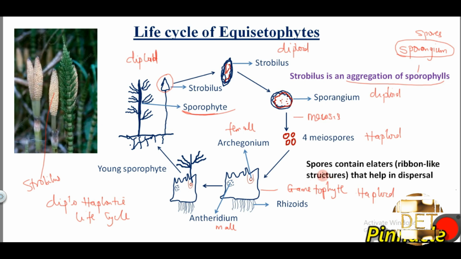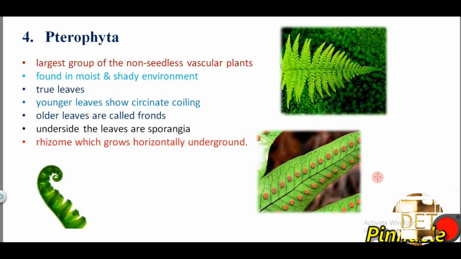So one important thing that you should know about the life cycle of Equisetophytes is that the spores contain elaters. Elaters are ribbon-like structures that help in the dispersal of the spores. So these meiospores contain elaters, ribbon-like structures that help the spores to disperse properly. So having known this, let's dash to the last division that we have under the phylum Pteridophyta, which is Pterophyta.